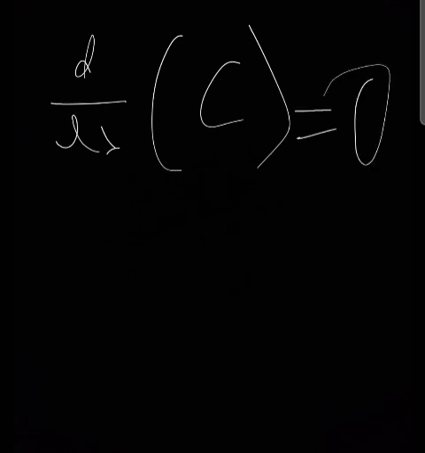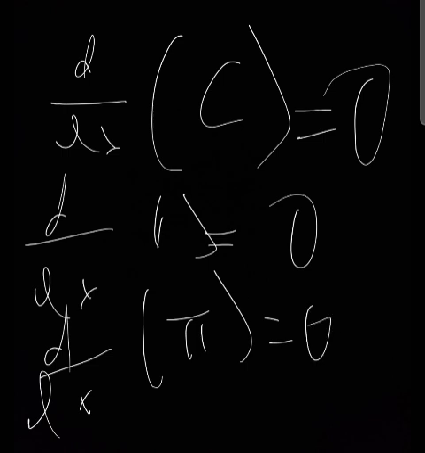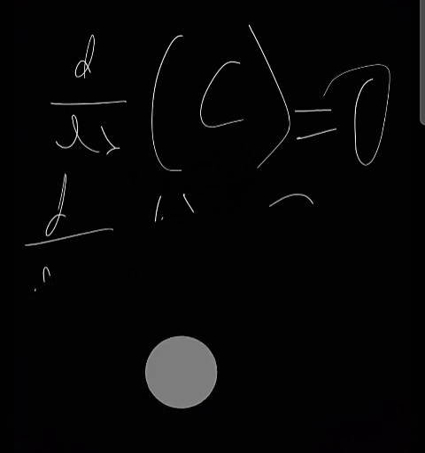So if you do d over dx of c for any constant, it is equal to 0. So d over dx of 1 is equal to 0. d over dx of pi is also 0. d over dx of 100,000 is also 0. 0, 0, 0. I hope we got that out of the way.